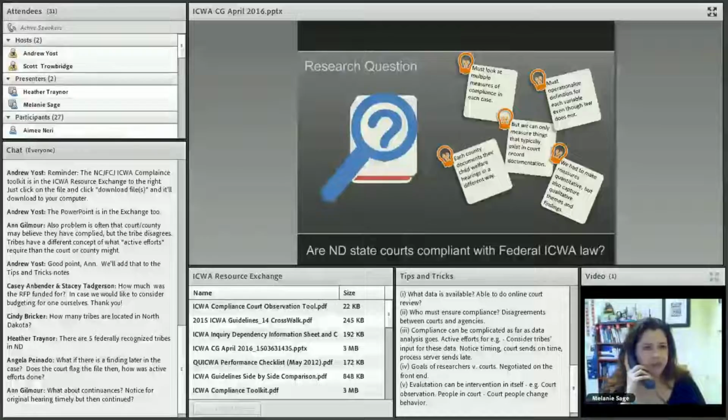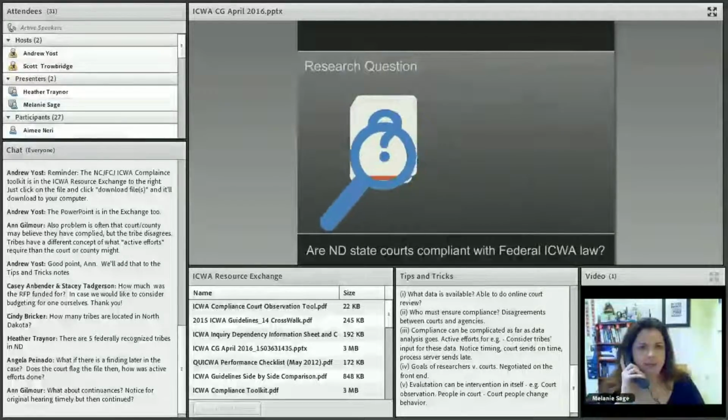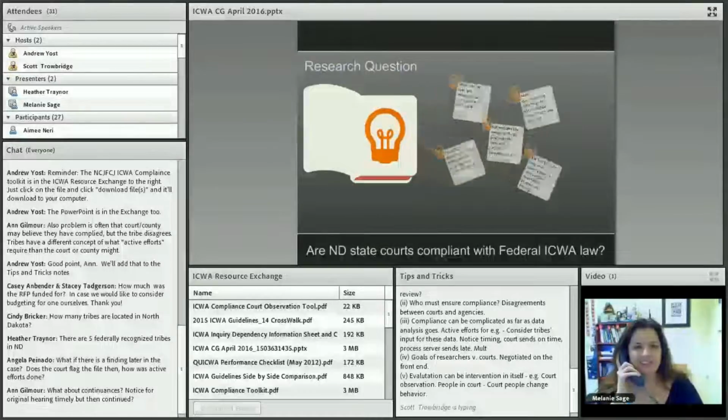What if there's a finding later in the case? Does the court flag the file then? How was active efforts done? What about continuances? Notice for original hearing, timely, but then continued. So we're actually looking at compliance at every single hearing. So if it's a continuance, then there should still be appropriate notification for that continuance.